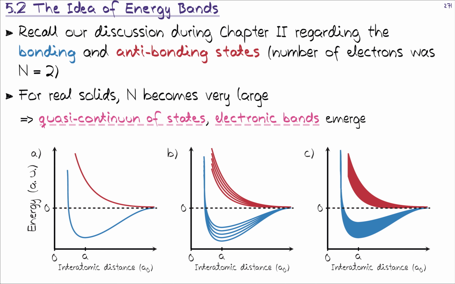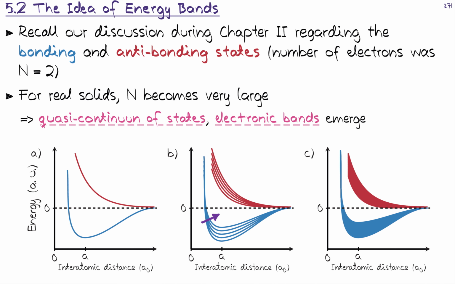So in the first case, in figure A, we just have N equals 2. And depending on the interatomic potential, so what is the distance between the two atoms forming the molecule, we may have either a bonding state where the energy is being minimized, and we actually have an equilibrium position for a given interatomic distance. And then the other electron must go into this anti-bonding state that doesn't result in a minimization of energy when a molecule is being formed.